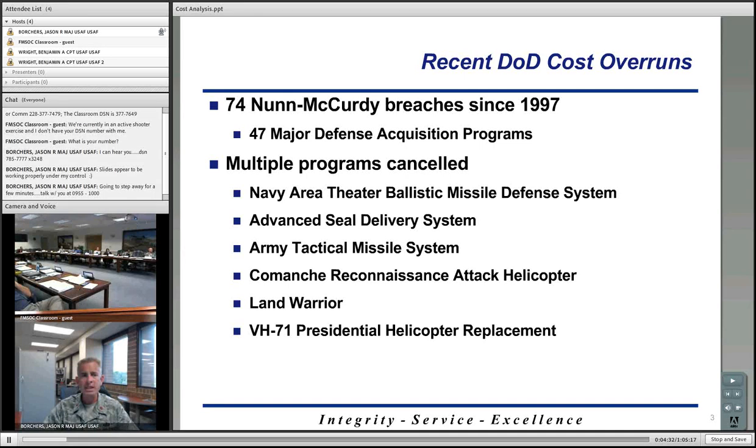As you see on the slide, there are multiple programs that have been canceled as a result of these Nunn-McCurdy breaches. You can see them listed there to include the very last one, the VH-71 presidential helicopter replacement. That is President Obama's helicopter, or whoever our current president is in the future. And this program was actually canceled. It's currently trying to come back under some different, more restrictive guidelines. But you can see here that nothing is exempt from being canceled, not even the president's helicopter. So some pretty significant stuff.